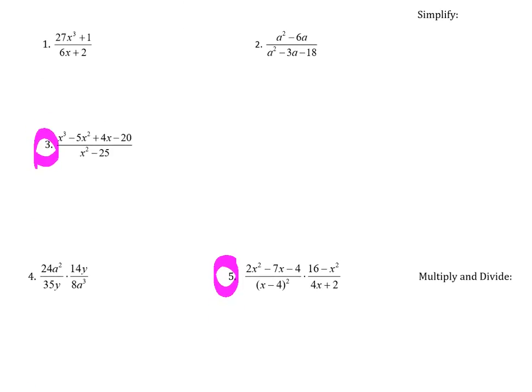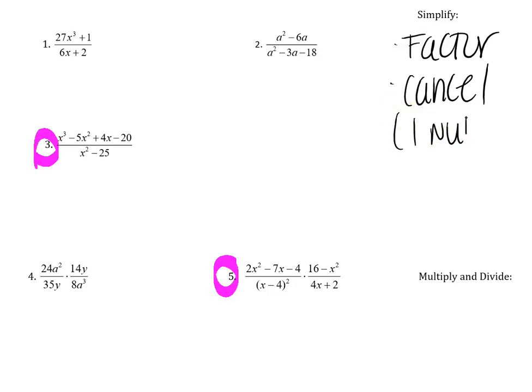All right, so this is some Unit 3 review. First thing I'm going to do is just simplify question 3. You always have to factor and then cancel. And it's always one numerator with one denominator. You never cancel like factors if they're both in the numerator.